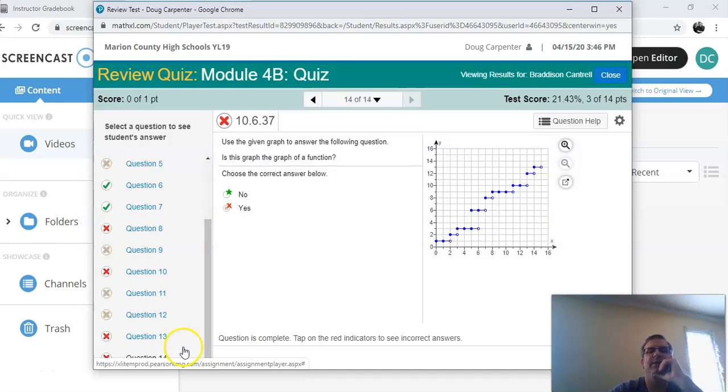Question 14. Use the given graph to answer the following question. Is the graph a function? Again, if I have a part, like right here where x is 5, do you see that I have two answers? Since I have two answers, it is not a function.